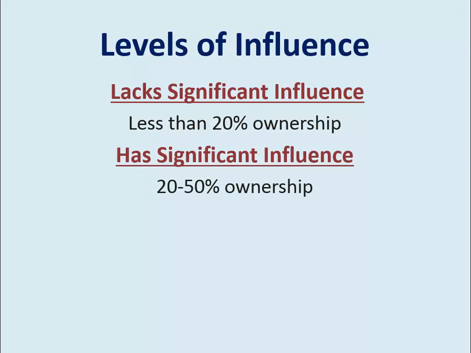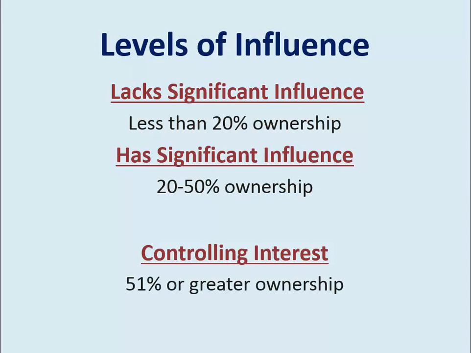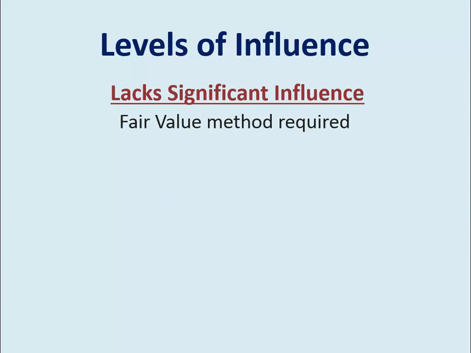Just remember these amounts, just a general amount. So if it's 20 to 50% ownership, you are thought to have significant influence. That's where the equity method is required. And 51% or over, you have control, so you're required to do a consolidation. And consolidating financial statements is not even studied in intermediate. That's an advanced accounting topic. So when you lack significant influence, you have to use the fair value method. It's also sometimes called the cost method.